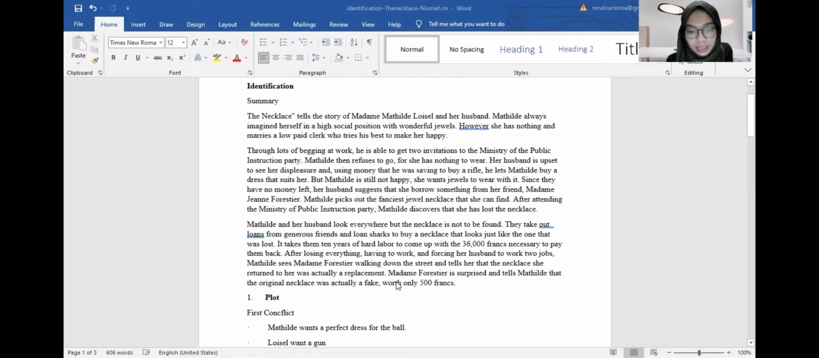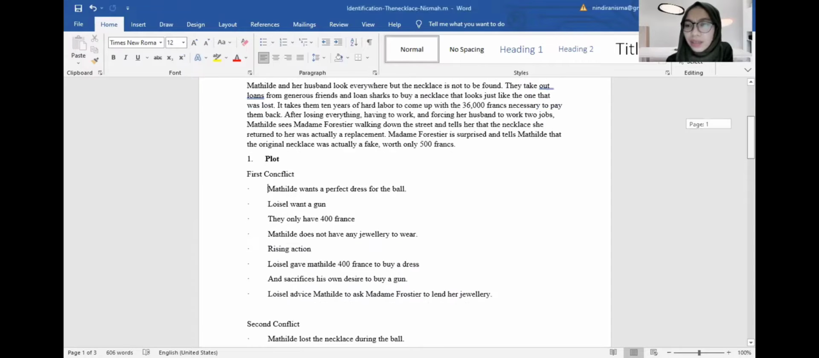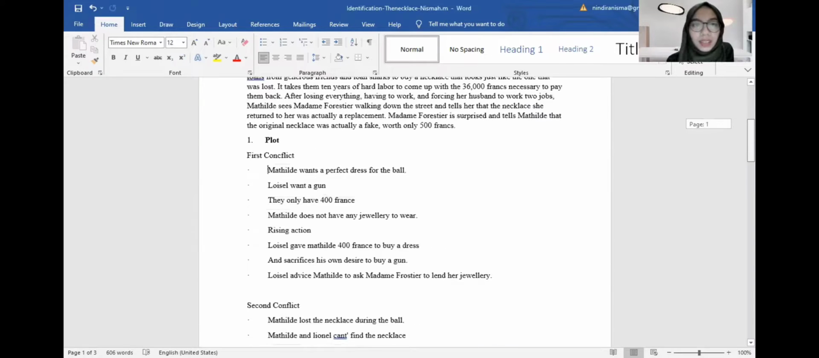And it turns out that Madame Forrester is surprised and tells Mathilde that the original necklace was actually fake. So that's a little bit of a plot twist. And this is the plot.